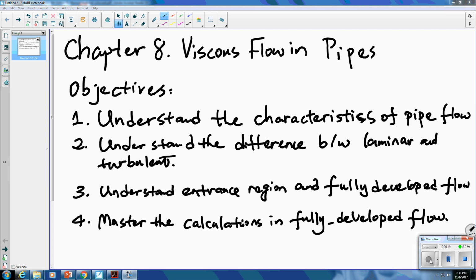The learning objectives for these two sections are first to understand the characteristics of pipe flow. Right? So what are the characteristics for pipe flow, internal flow instead of external flow? Second, we need to understand the difference between laminar and turbulent. A third is to understand the difference between entrance region and the fully developed flow. We mentioned a little bit on this before, but we have to talk more about it. And the fourth one is to master the calculations in fully developed flow.